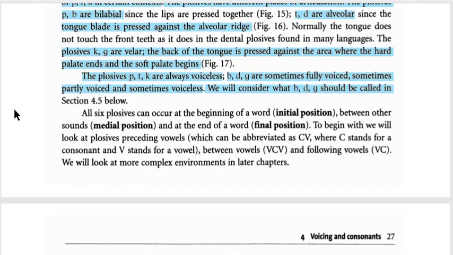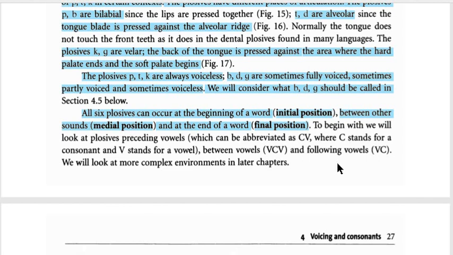In the phonology part, we also discuss whether a certain position is occupied by the sound or not. For example, all 6 plosives can occur at the beginning of a word, which is called initial position, between other sounds, which is medial position, in the middle of the word, and at the end of the word, which is final position. So all 3 positions are possible for a plosive.